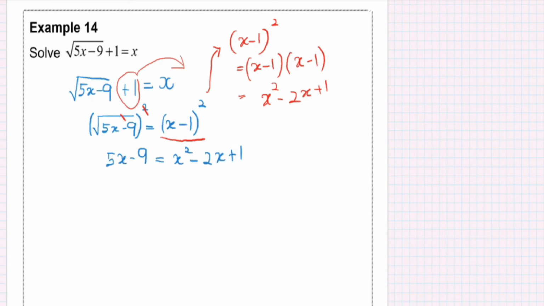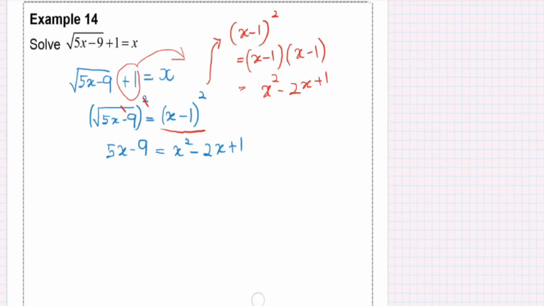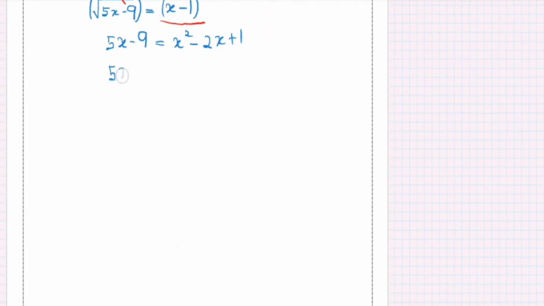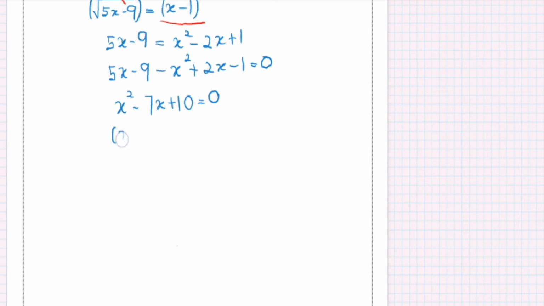And now we will move all terms to one side so that we will have 5x - 9 - x² + 2x - 1 = 0. Now simplify our equation, we will get x² - 7x + 10 = 0. As you can see here, we have a quadratic equation. And now we can just use the calculator to solve this quadratic equation, so that we will have the factors x - 2 and x - 5.